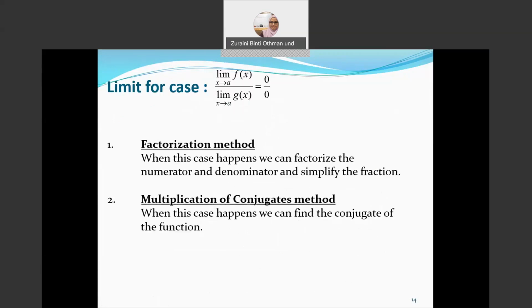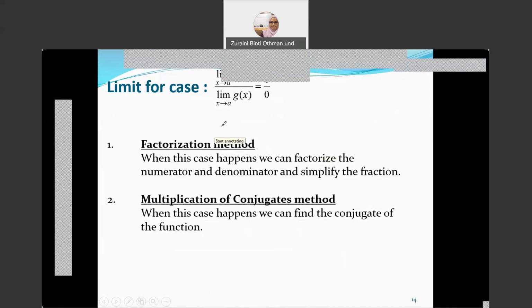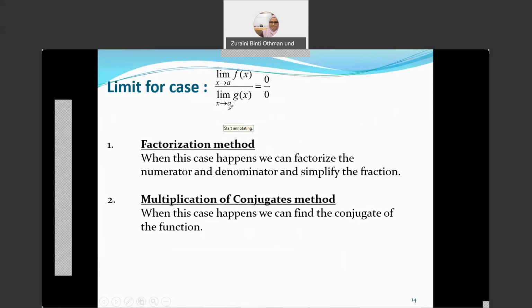Okay, now this is limit for case factorization method. Okay, how to find limit for factorization method and multiplication of conjugate. Okay, just now we find limit by using direct substitution, right? Okay, now how to find limit by using factorization method.